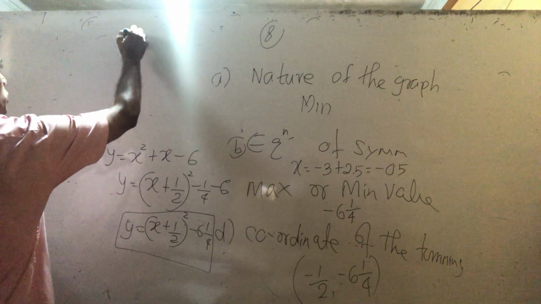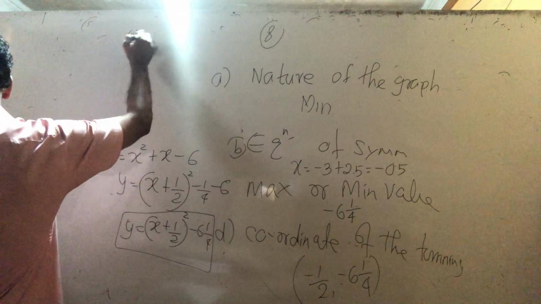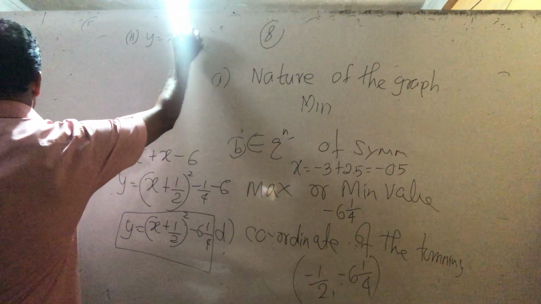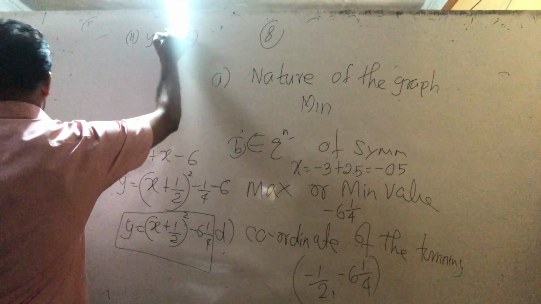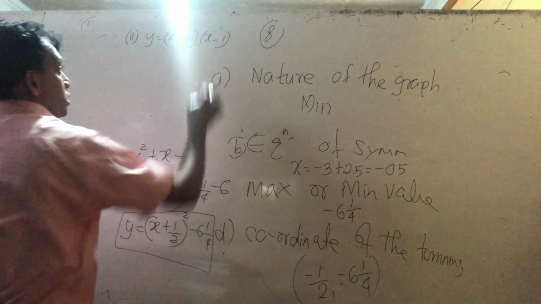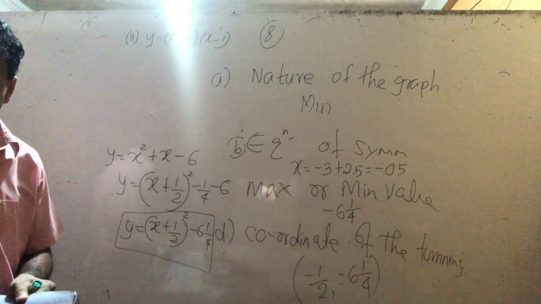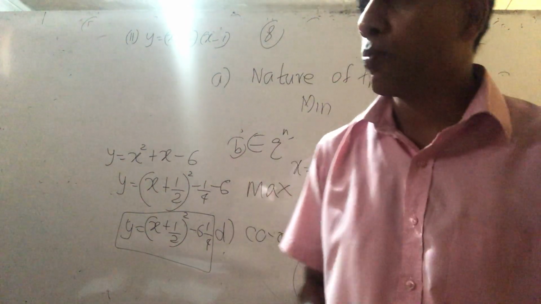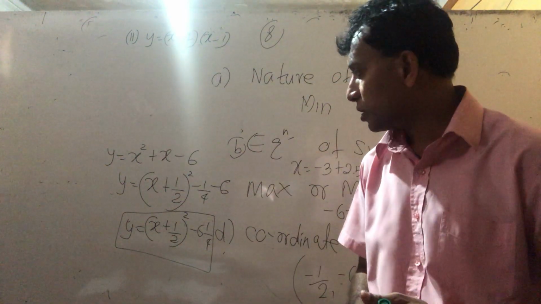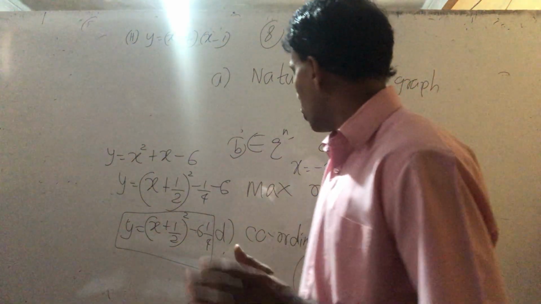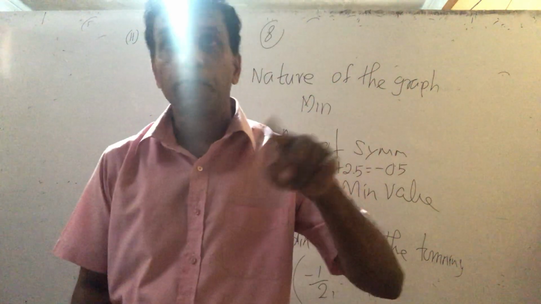I take another question, problem number 2 of that. Y equals x minus 4, x minus 1. So answer all 4 parts: nature of the function, symmetric equation, maximum or minimum, and turning point.